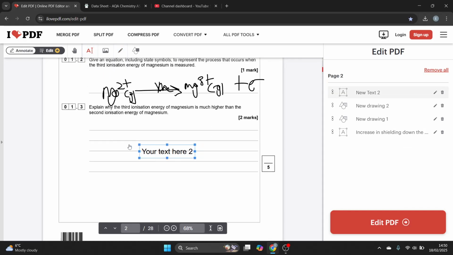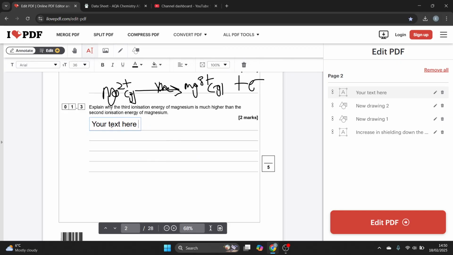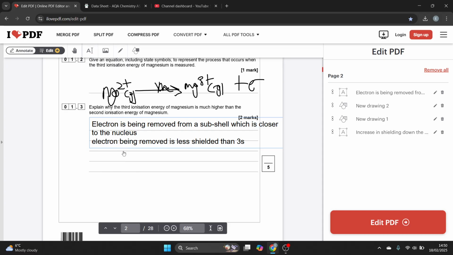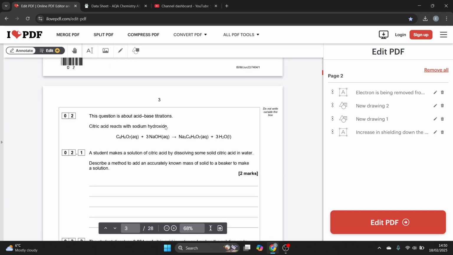Question 1.3. Explain why the third ionization energy of magnesium is much higher than the second ionization energy. The electron is being removed from a subshell which is closer to the nucleus. The electron being removed is less shielded than 3s. Electron is being removed from the subshell which is closer to the nucleus, therefore it's less shielded than 3s.